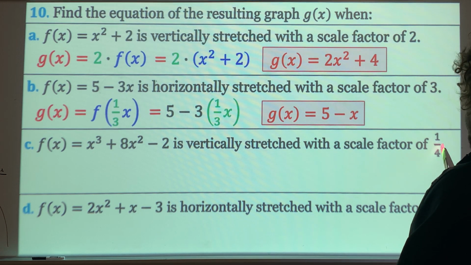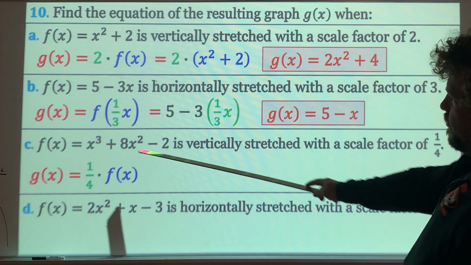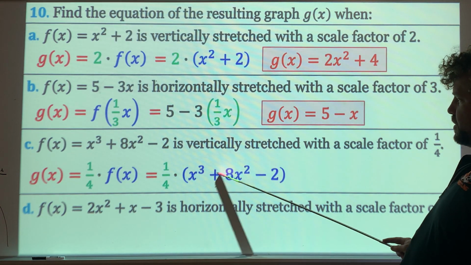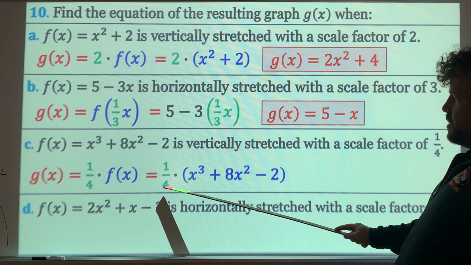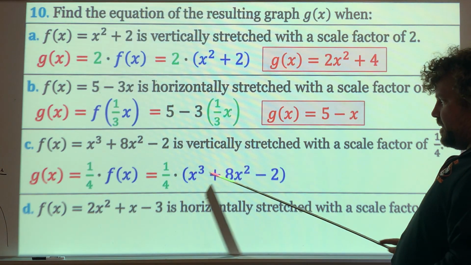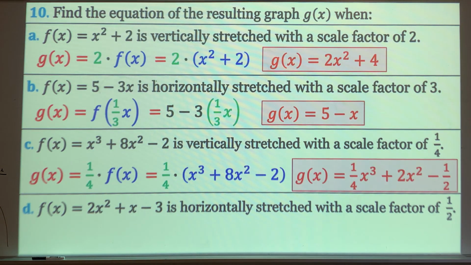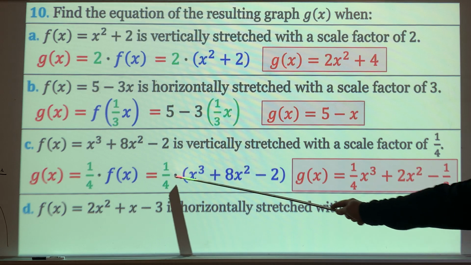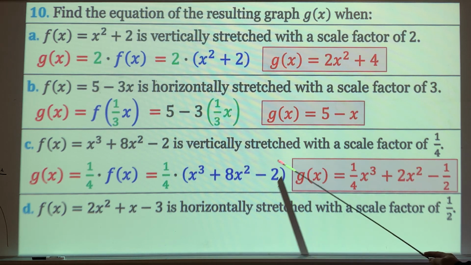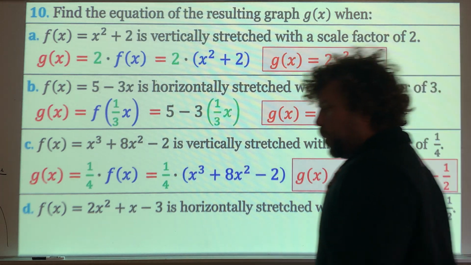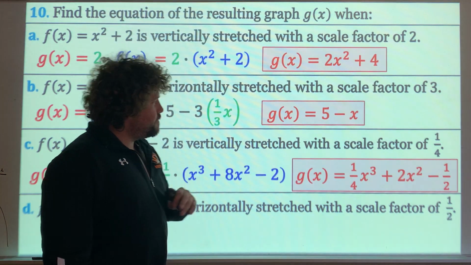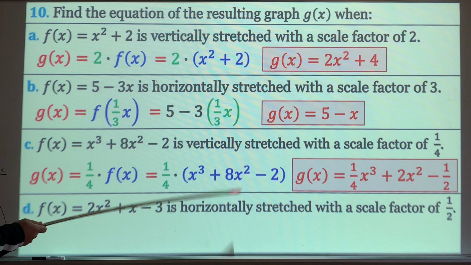Vertically, so you're going to multiply everything by 1/4. 1/4 of x cubed plus 8x squared minus 2. Well, this just becomes, distribute this to all 3 of these. 1/4 x cubed plus 8 over 4 is 2x squared. 2 over 4 is minus 1/2. And there you go. All right, last one.